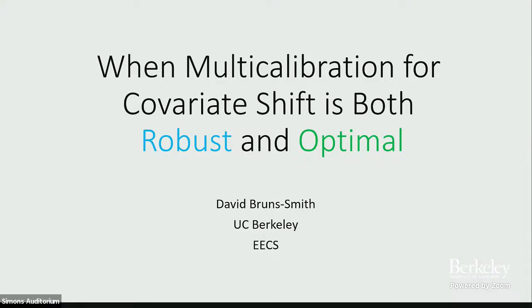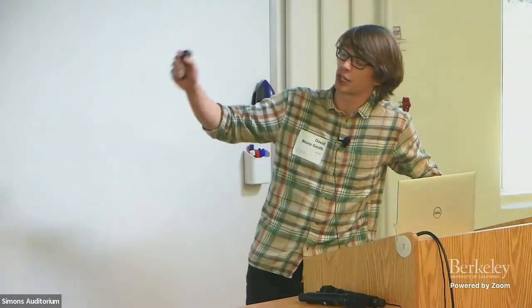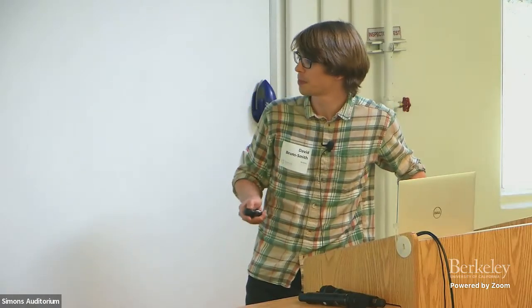Yeah, so this is the last talk of a long workshop. So thanks for sticking with me. This talk is going to be about multi-calibration in the covariate shift setting, so similar to two days ago when Christoph talked. And it's going to be about when it's both robust, but also in some ways targeted and optimal.